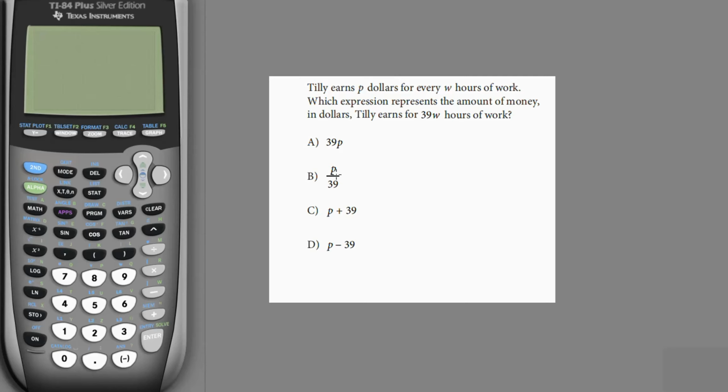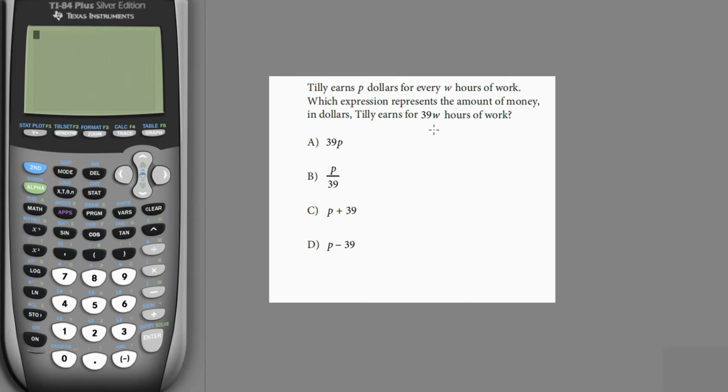So looking at the nature of the question, this shows us that the currency, which is the dollar, is proportional to the hours of work. So if Tilly earns $P for every W hours of work, Tilly will also earn $39P for 39 W hours of work. So the right answer to this question is option A.